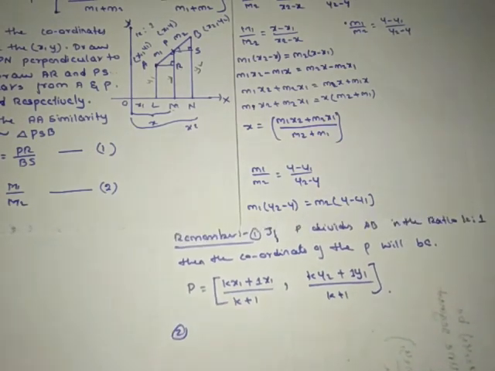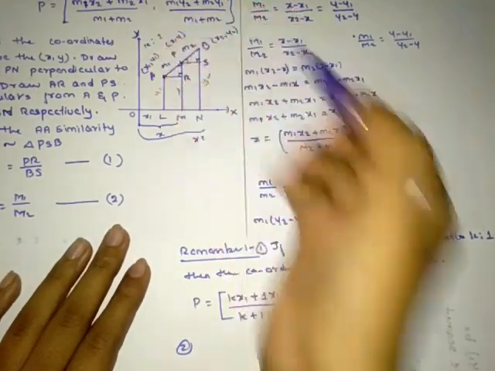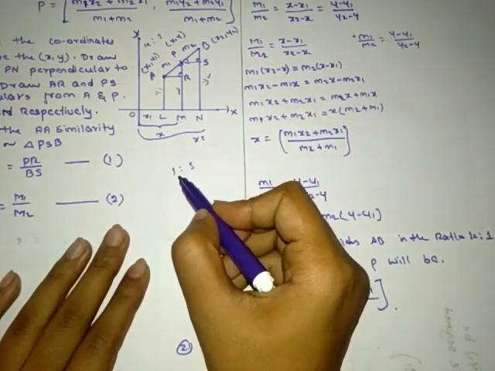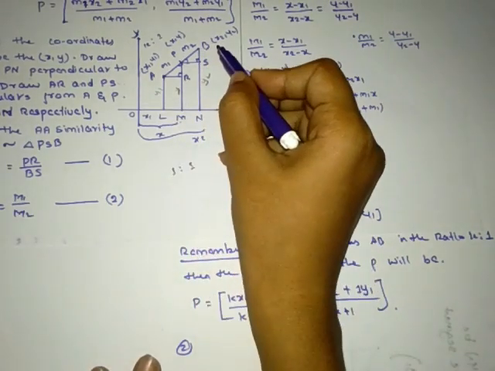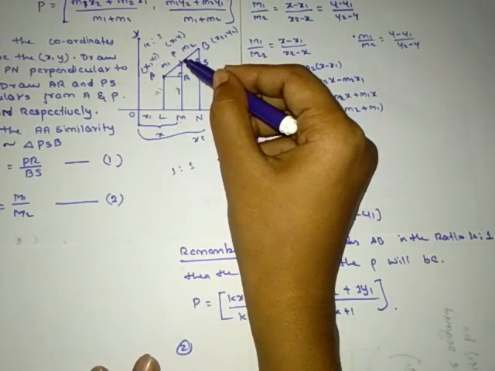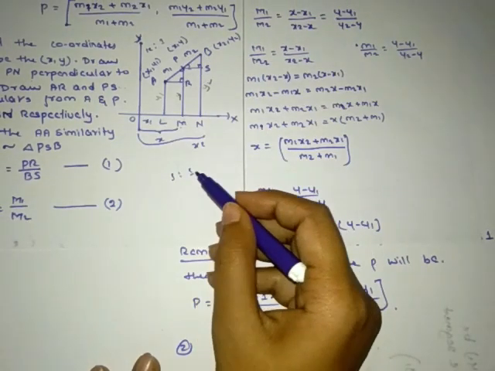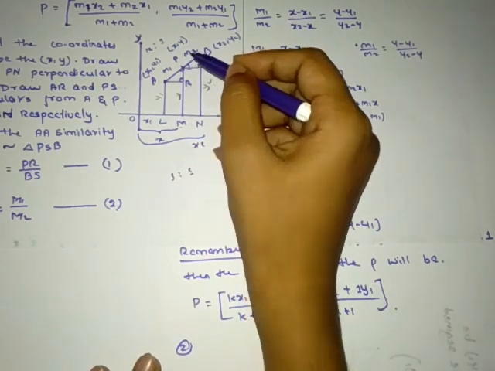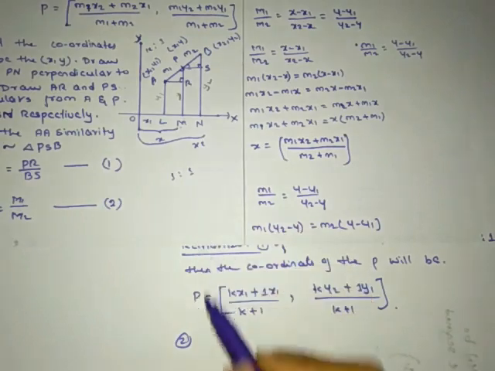We'll see the second point. If the point P divides the line segment AB in the ratio of 1 is to 1, which means the midpoint of AB, the point will be dividing the line segment AB in equal parts. The meaning of 1 is to 1 is that the point divides the line segment AB in equal parts. So let us see what the formula will be when the point P divides the line segment AB in the ratio 1 is to 1.